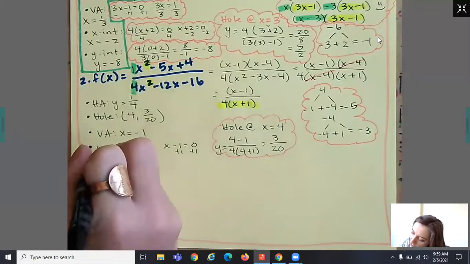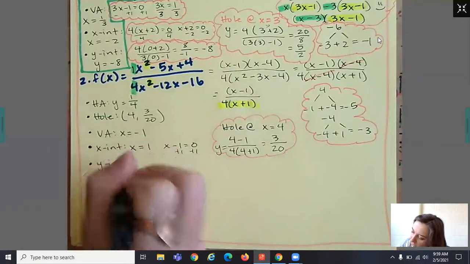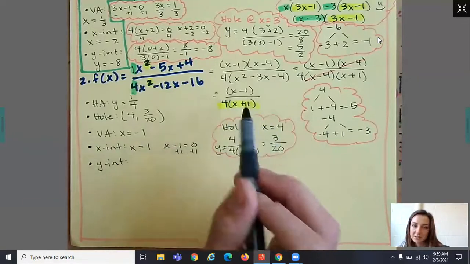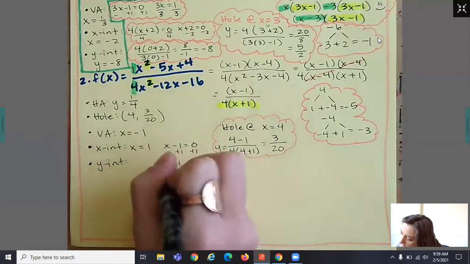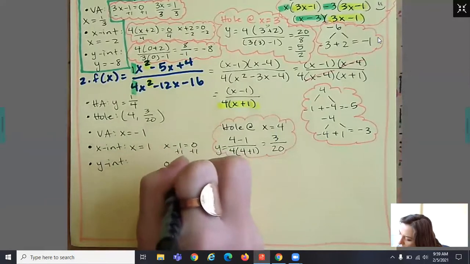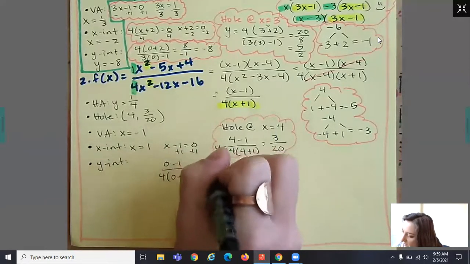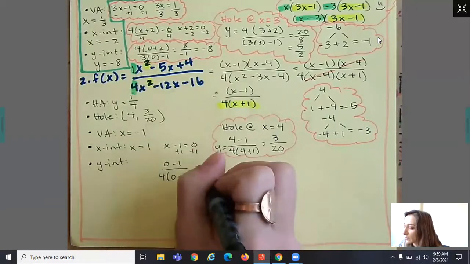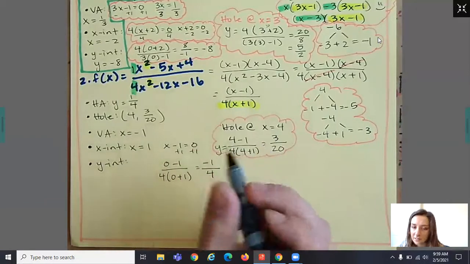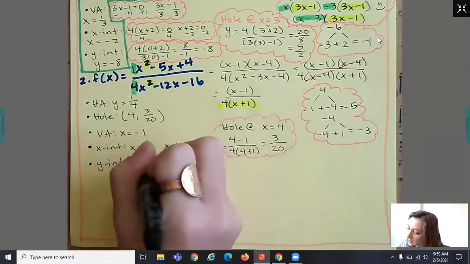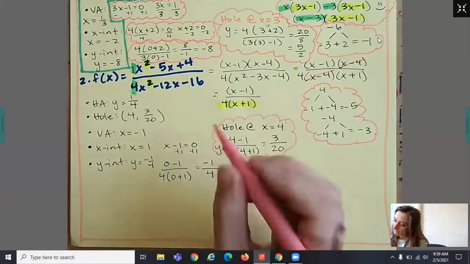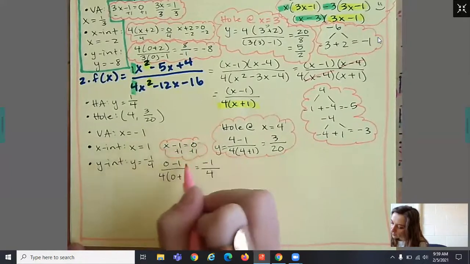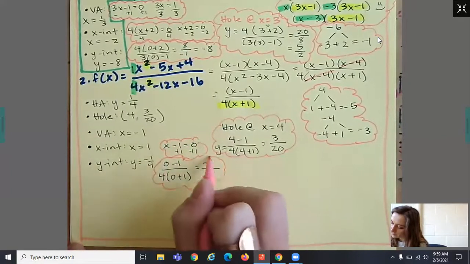Okay, and then for the y-intercept, we're going to plug in x equals 0. So I'm going to plug it into my simplified form. We're going to have 0 minus 1 over 4 times 0 plus 1. 0 minus 1 is -1. 0 plus 1 is 1. 4 times 1 is 4. So we are going to get the y-intercept is at -1/4. And we have some little work bubbles going on here.